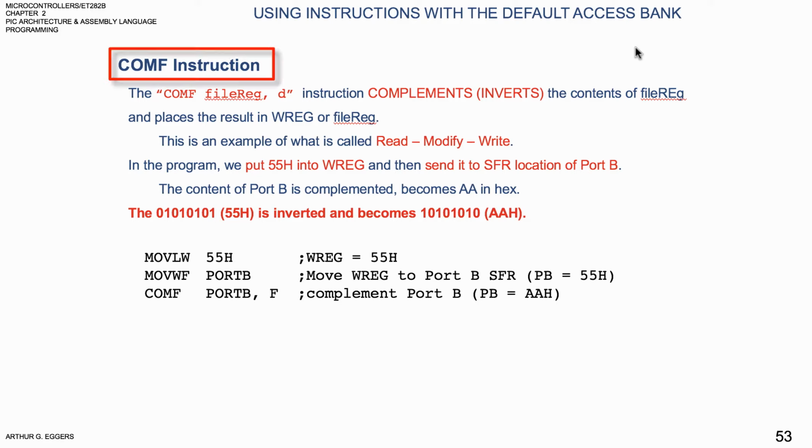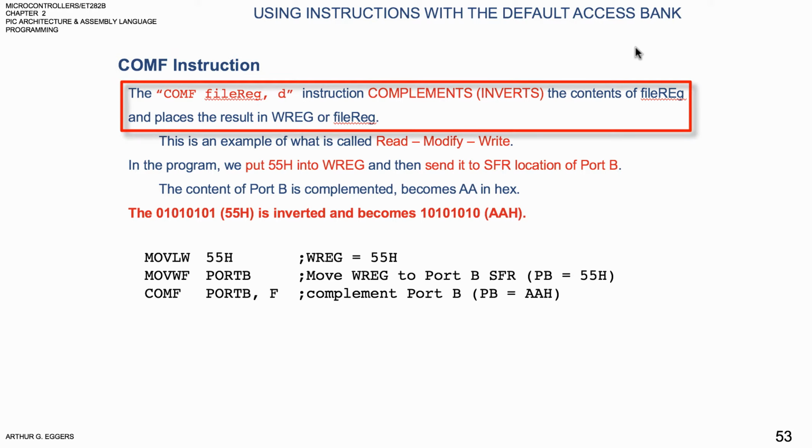The next command that we're going to learn and discuss is the COMF command, or the command that complements or inverts the contents of the file register. The COMF file reg, D instruction complements or inverts the contents of the file register and places the result in the working register or the addressed file register.